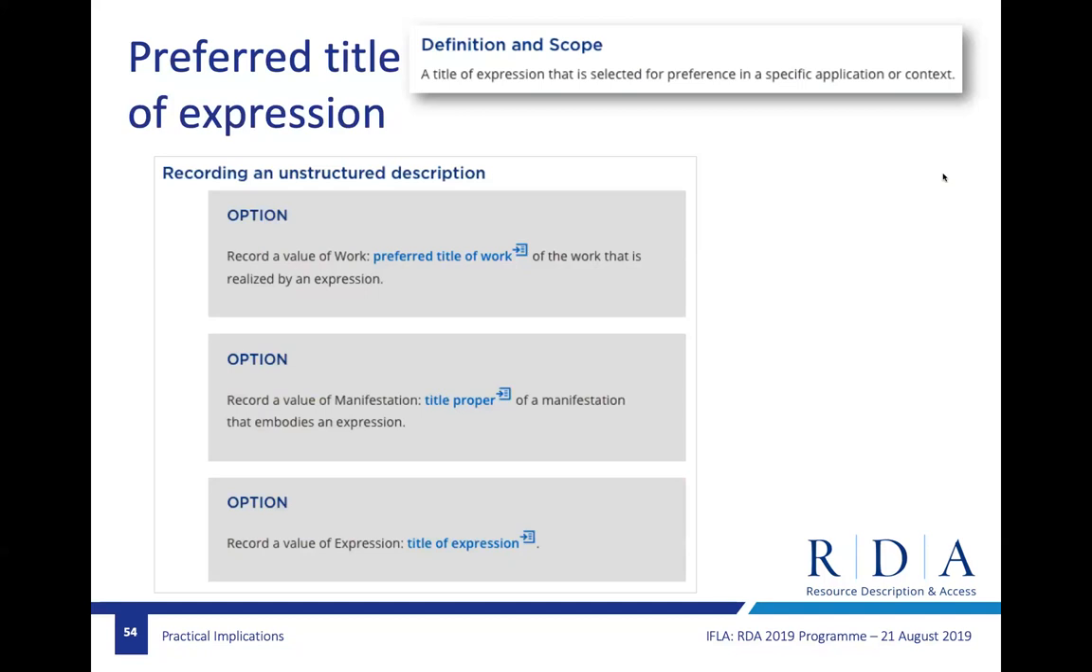My preferred title of expression is a title of expression that is selected for preference in a specific application or context. I'm going to be recording this as an unstructured description, and I can use it based on the preferred title of the work. I could use it based on the title proper, or I can just record a value as title of expression. Well, thankfully, my preferred title of work and my title proper are both the same. So I have biblio space tech.